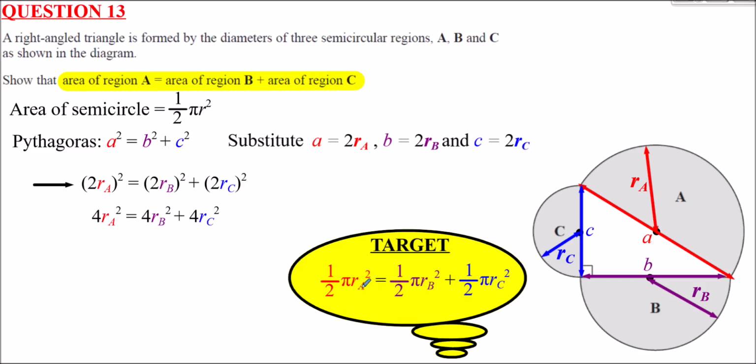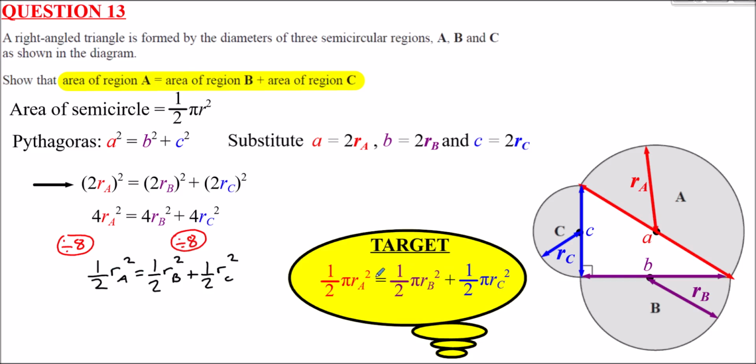Our target, though, is of course this. So we've got 4s here. We want to have halves. So 4 over what is the same as a half? It's obviously going to be 4 over 8. So what we need to do here is divide both sides of this equation by 8. 4 divided by 8 is a half. So that one gives us a half RA squared equals a half RB squared plus a half RC squared. We're nearly there.